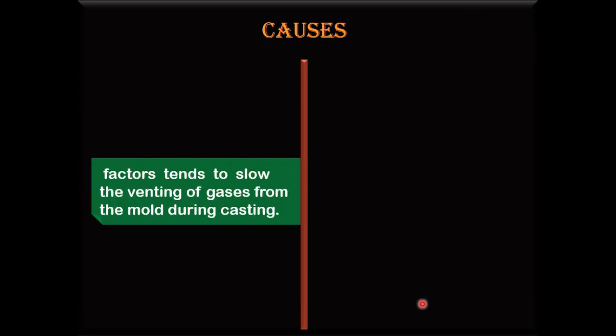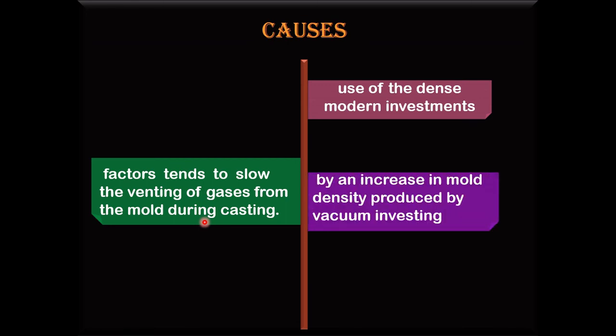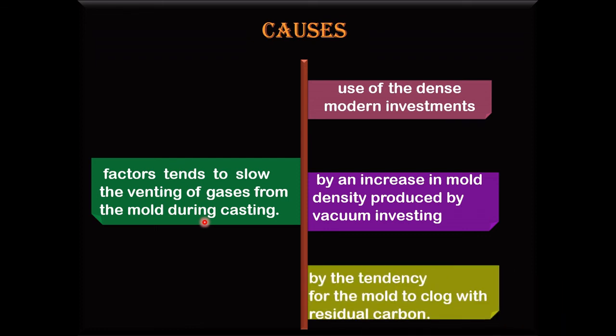Any factor that tends to slow the venting of the gases from the mold during casting will cause the entrapped air porosity. So by using a dense investment material, obviously we are slowing down the venting of the gases from the mold during casting, and also by the increase in mold density produced by vacuum investing, and by the tendency of the mold to clog with residual carbon.